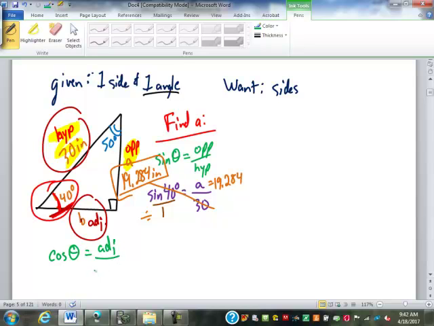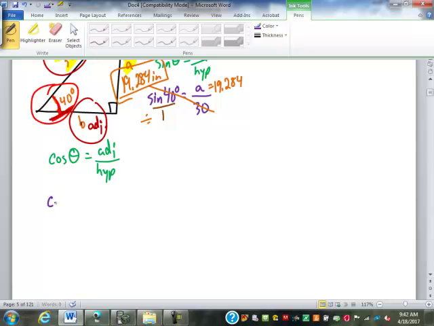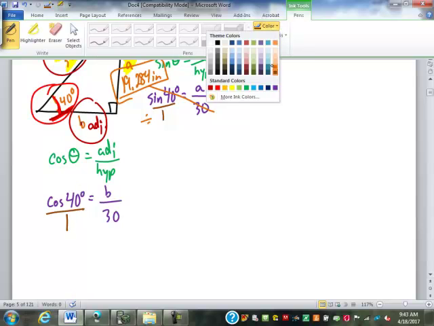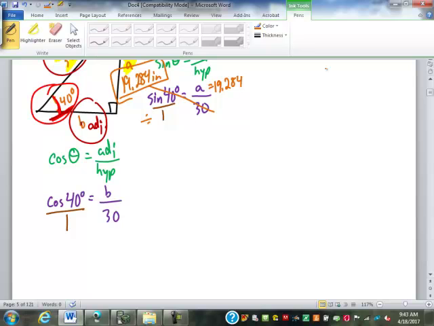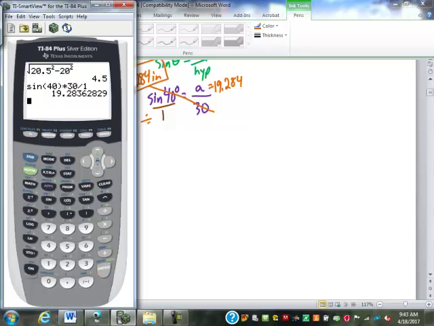So I write down my definition of cosine. Cosine is adjacent over hypotenuse. I know the angle, so I put 40 degrees in for the angle. The adjacent side is side B, that's what I'm looking for. My hypotenuse is 30. So once again, I put that over 1 to make it a proportion, and I cross multiply. Cosine of 40 times 30 divided by 1. Cosine of 40, make sure we close the parentheses there, then times 30 divided by 1.